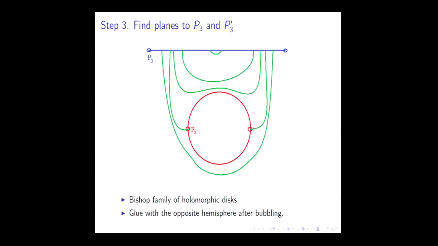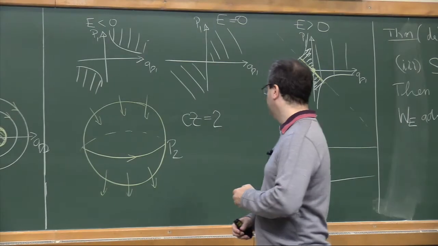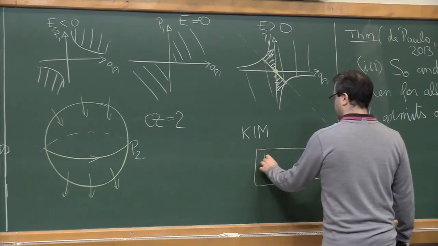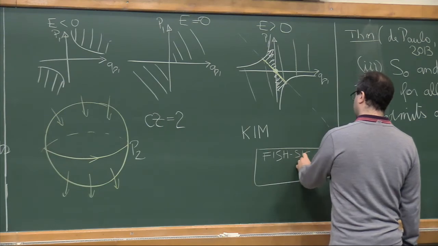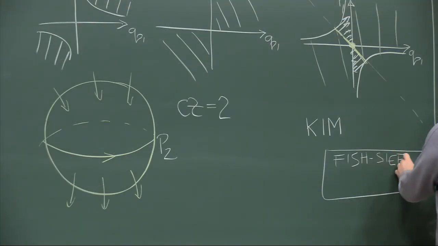I should comment here that this foliation is very similar to the foliation that Richard Siefring and Joel Fish studied, the connected sum of foliations. The picture is essentially the same.